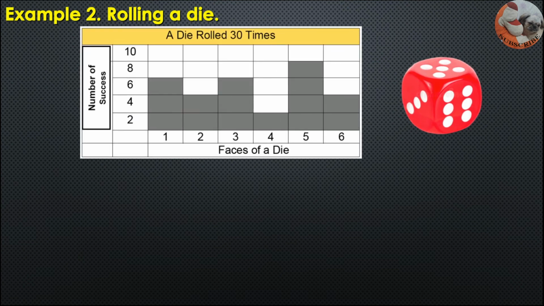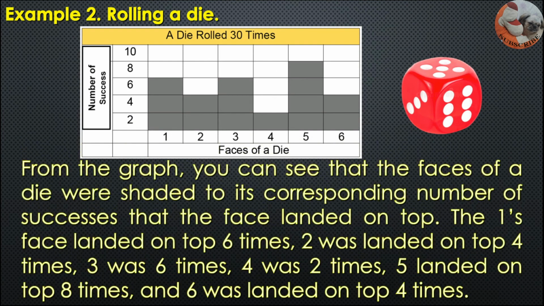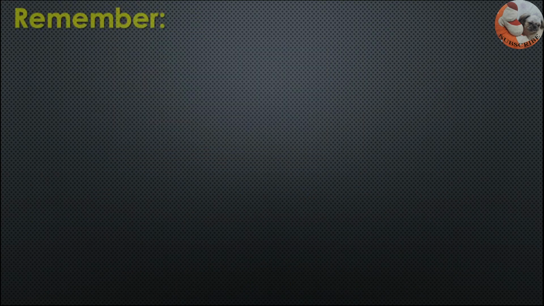Example 2, rolling a die. From the graph, you can see that the faces of a die were shaded to its corresponding number of successes that the face landed on top. The one's face landed on top 6 times. 2 was landed on top 4 times. 3 was 6 times. 4 was 2 times. 5 landed on top 8 times. And 6 was landed on top 4 times.